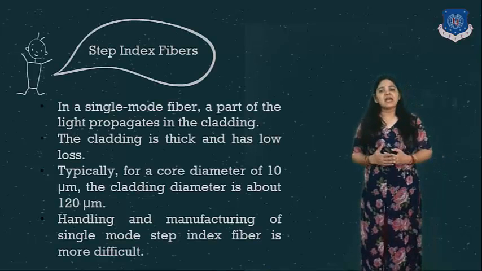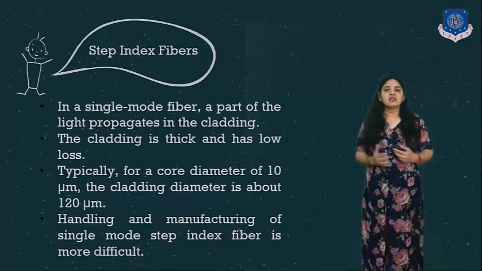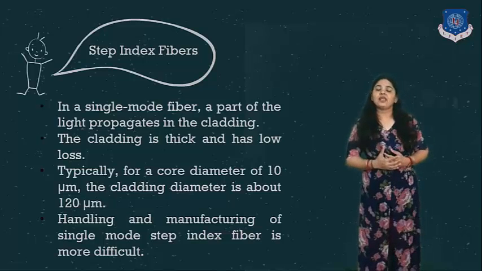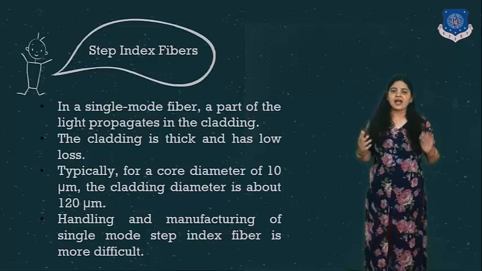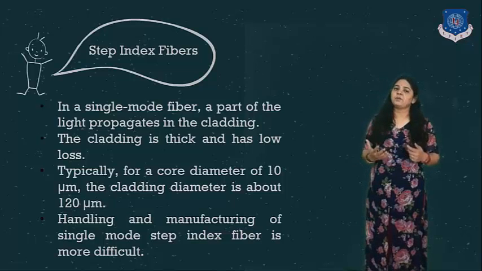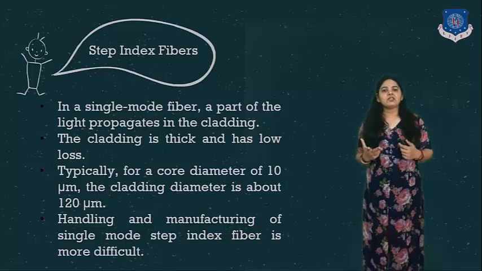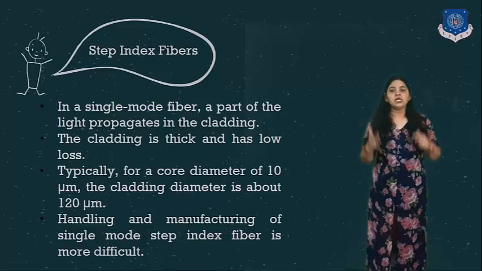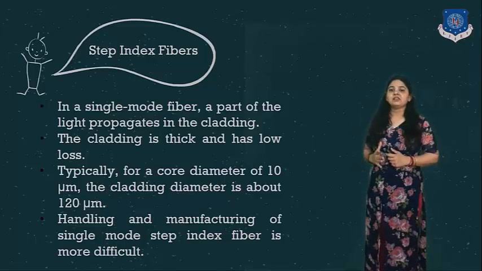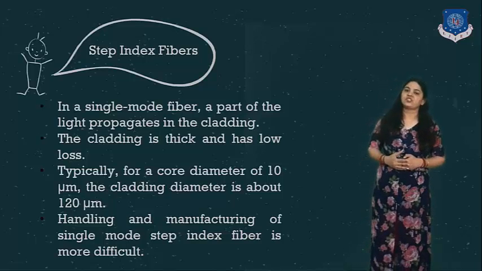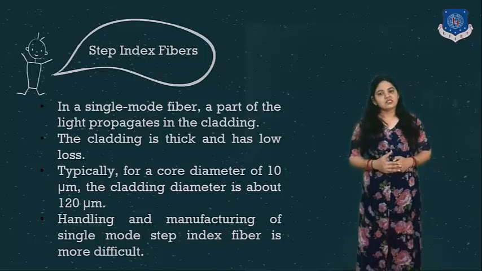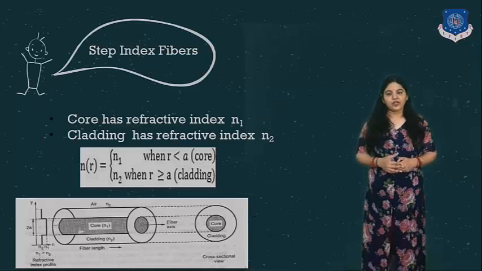Now in the step index fiber, in a single mode fiber, a part of the light that is propagating in the cladding is thick and has low loss. So typically for a core diameter of 10 micrometer, the cladding diameter is about 120 micrometer. So handling and manufacturing of the single mode step index fiber is more difficult.